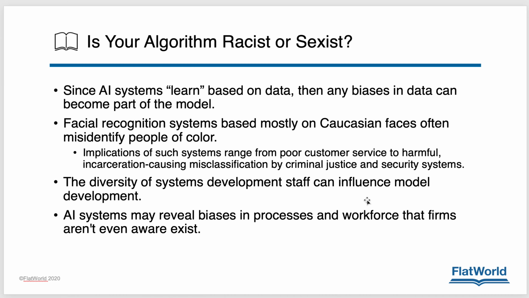So is your algorithm racist or sexist? I don't know. AI systems learn based on data, and then any biases in the data can become part of the model. Facial recognition based mostly on Caucasian faces often misidentifies people of color. That's bad programming if you ask me, but you've got to fix that. You've got to test the living heck out of this software to make sure it does everything. And you probably should have a database of people that you're building this on, of all different races, so that you don't have that problem, I guess.